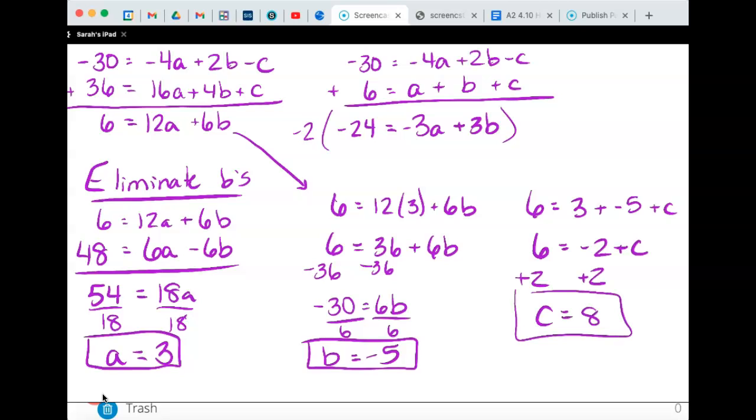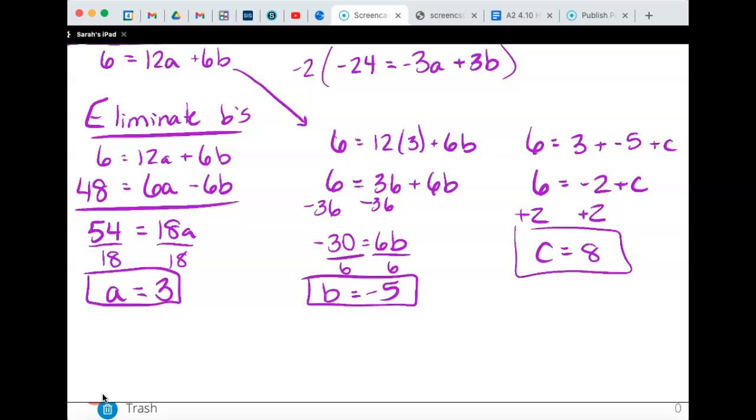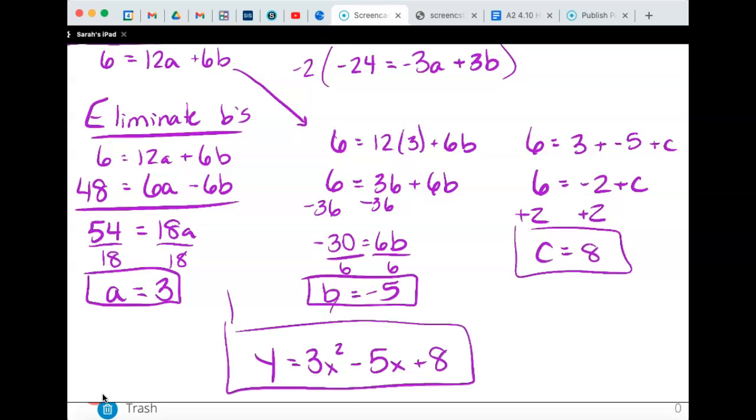So then 3 plus -5 is -2, plus c. And then add 2. Okay, so we found a, b, and c, but we were trying to write the equation of the parabola, so now just substitute it back into general form. And we have the equation. So y equals 3x squared minus 5x plus 8.